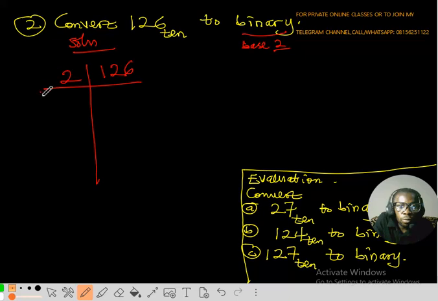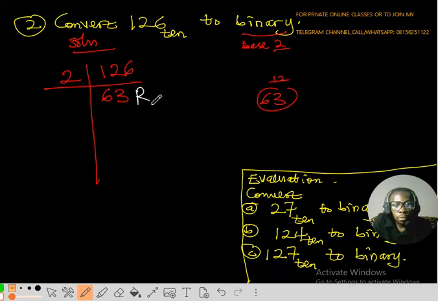Now go with this. How many times will you get 2 in 126? 126 is a whole lot of numbers. So start with how many times will I get 2 in 12? That is 6 times. Then how many times will I get 2 in 6 here? That is 3. It remains nothing. So 126 divided by 2 will give me 63. Remainder nothing, is 0.